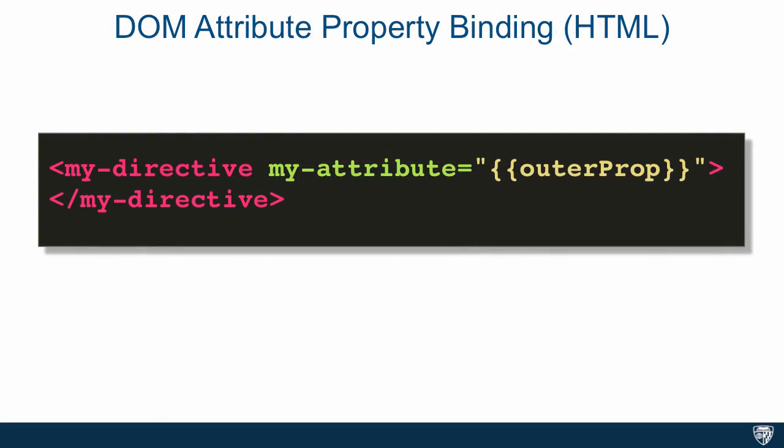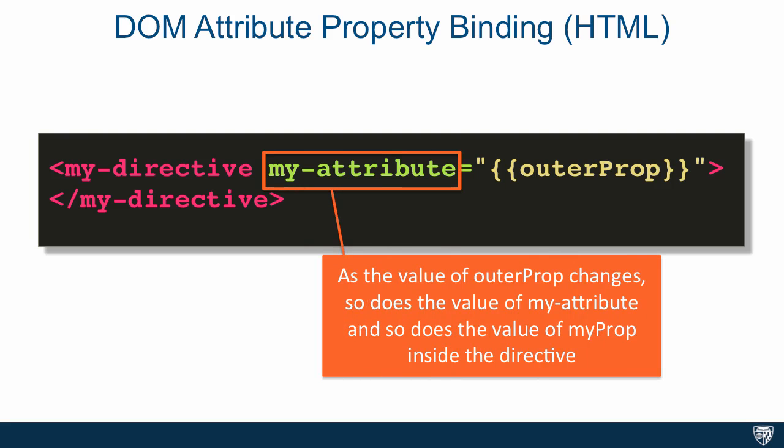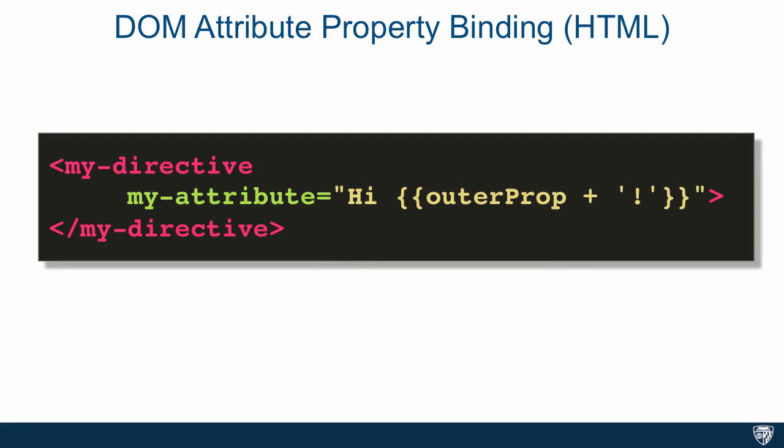In the HTML template, we simply specify my-attribute attribute and give it the value of some interpolated string. This type of setup behaves as one-way binding, meaning that the outer value change affects the inner value. But if we explicitly change myProp that's bound to my-attribute inside of the directive, the value of my-attribute DOM node will be unaffected. Also note that there's nothing stopping us from doing the regular interpolation inside of the my-attribute. Here you could see we're concatenating the string hi and also concatenating an exclamation point sign using the plus operator directly inside the double curly braces.